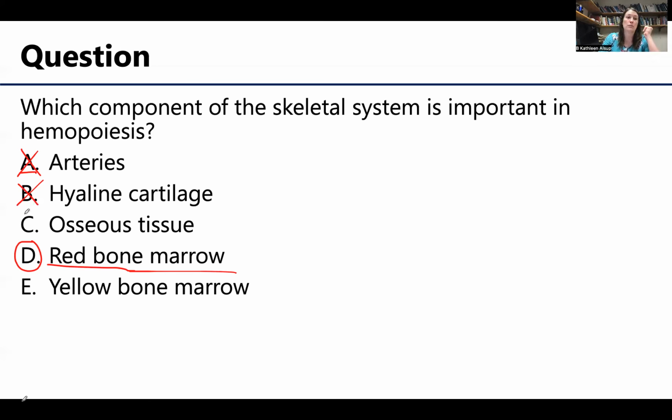Osseous tissue is a little tricky too, because you're going to have the red bone marrow being housed within the hollow portions of bone, but it's not actually forming within the osseous tissue specifically. It's going to be forming in this specific type of marrow, and it's not the yellow bone marrow either. Yellow bone marrow can be replaced by red bone marrow in specific cases if need arises, but yellow bone marrow itself will not be blood forming. So yellow bone marrow is wrong. Red bone marrow is where we want to be in terms of this question.